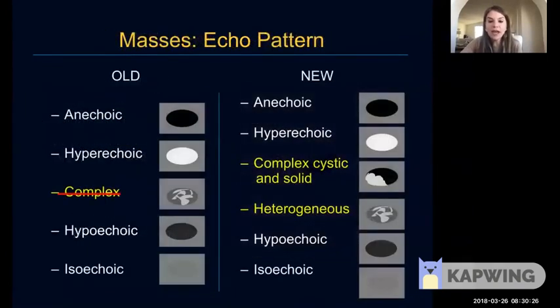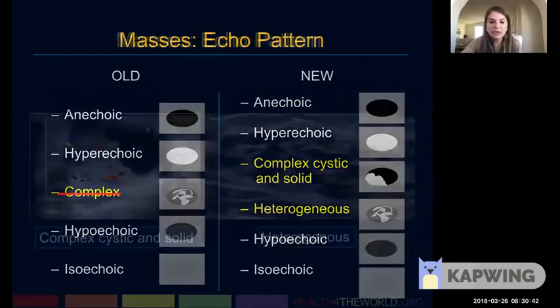Talking about echo patterns of masses, we still have anechoic and hyperechoic. The previous term complex has been dropped and replaced with heterogeneous, and we have this new term of complex, cystic, and solid, and we still have hypoechoic and isoechoic.